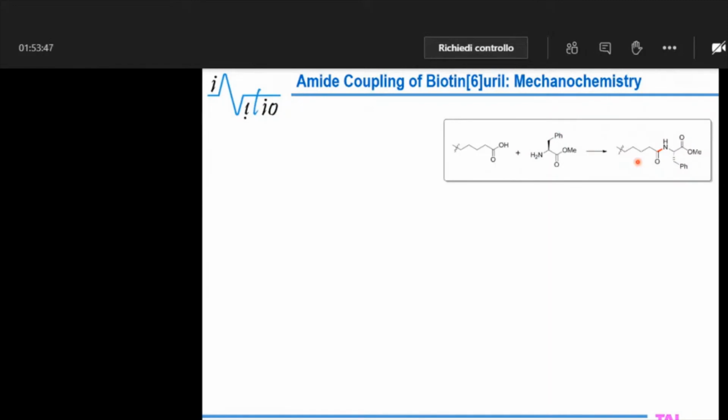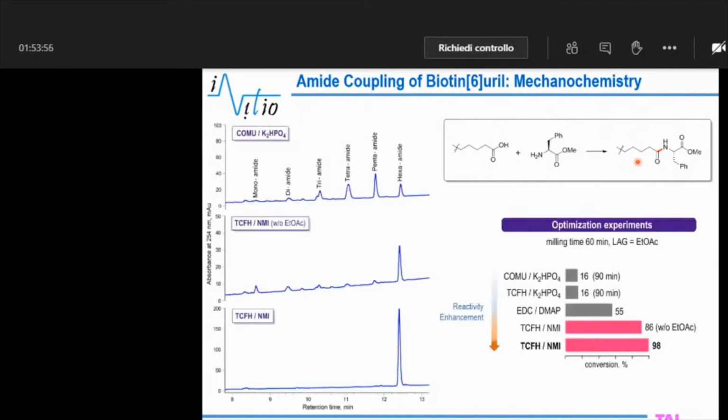But as I already mentioned, you have to do this reaction 6 times, right? So we have to go through the 6 steps. And this makes this case also difficult, as if it were a very hard case of amide coupling, but you can see it in the results.